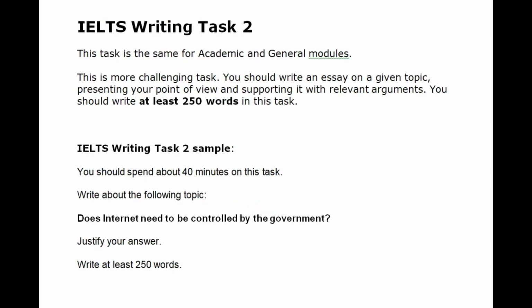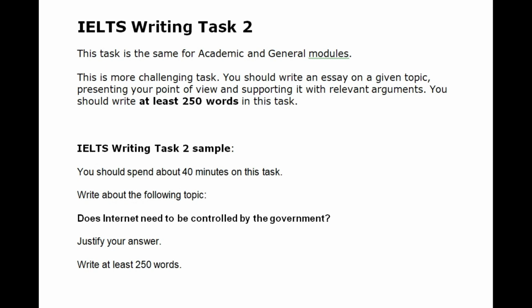IELTS writing task 2. This task is the same for academic and general modules. This is a more challenging task. You should write an essay on a given topic, presenting your point of view and supporting it with relevant arguments. You should write at least 250 words in this task.